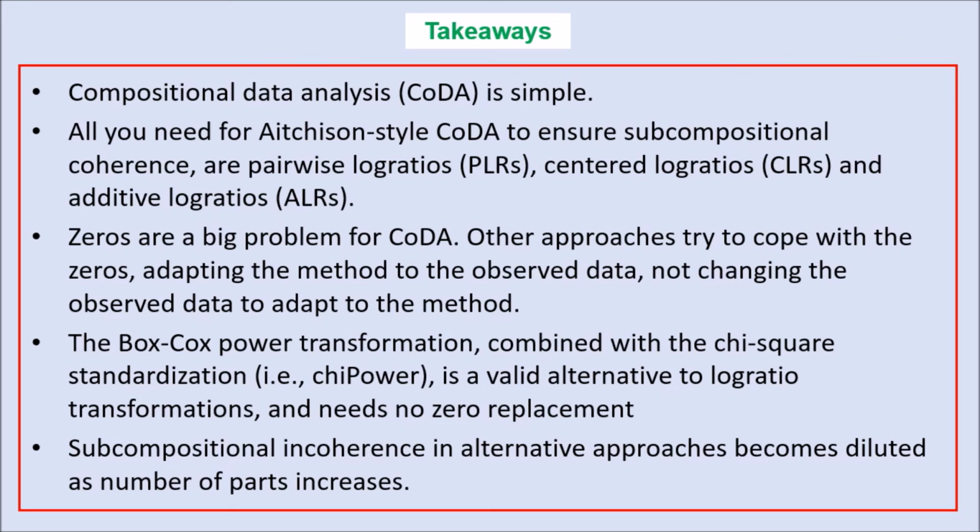Zeros are a big problem for CODA. Alternative approaches try to cope with the zeros, adapting the method to the observed data, rather than changing the observed data to adapt to the method. The chi-power transformation is one such alternative approach, combining the Box-Cox power transformation with the chi-square standardization, and needs no zero replacement. Subcompositional incoherence in alternative approaches becomes diluted as the number of parts increases. This is important for data in the omics area, where coherence is much less of an issue.